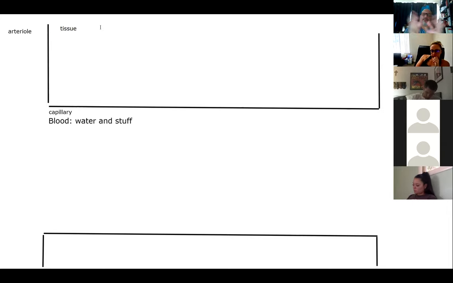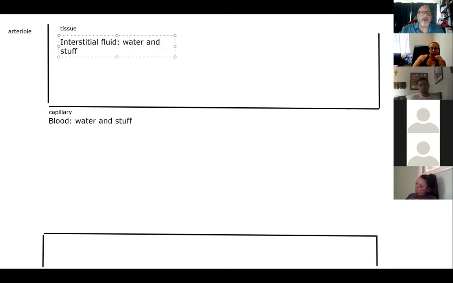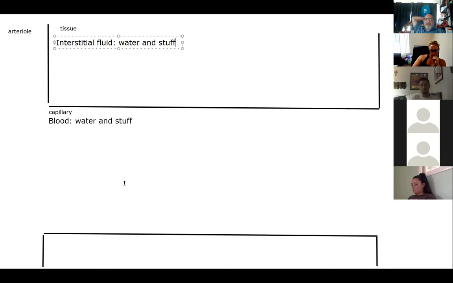And of course, that tissue is comprised of cells and what else? What are tissues comprised of? Cells and interstitial fluid. Excellent. So here we're going to have interstitial fluid. And what is interstitial fluid made up of? Proteins. True. Nutrients. Water. How about water and stuff? Excellent. Both interstitial fluid and blood are made up of water and stuff. All right. Now, with this being our environment, there are going to be basically four pressures that we are going to have to pay attention to.